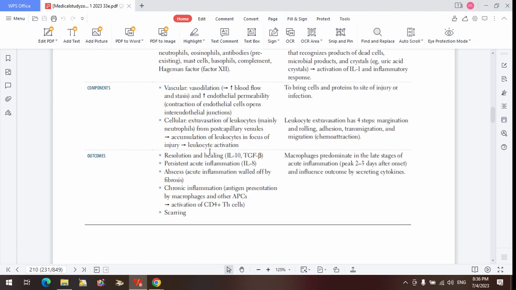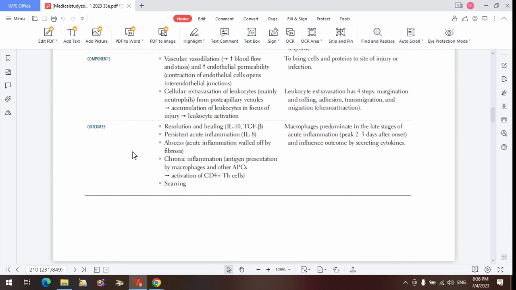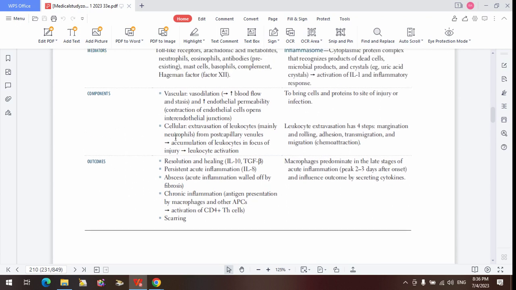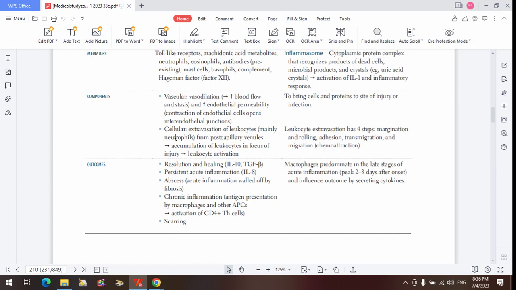So then we talk about the outcomes for acute inflammation that you can have. Sorry, Dr. Babawale, please, what's the full meaning of DAMP? Damage associated molecular pattern. So DAMP. Okay, yes, thank you. You're welcome.